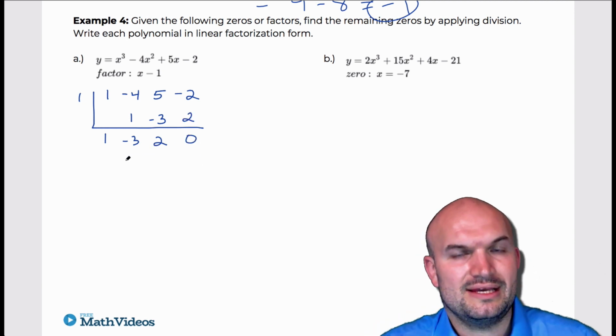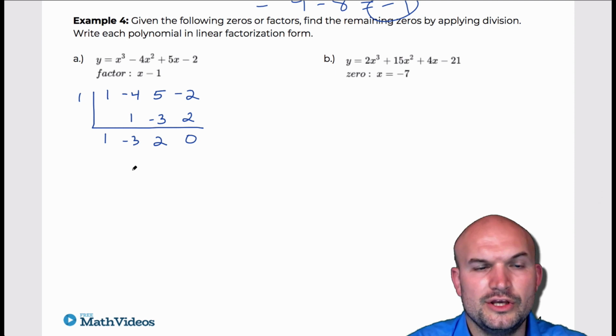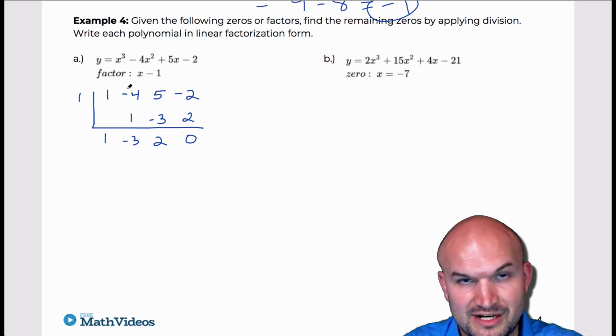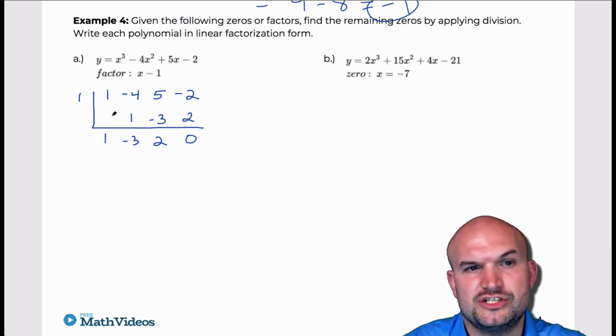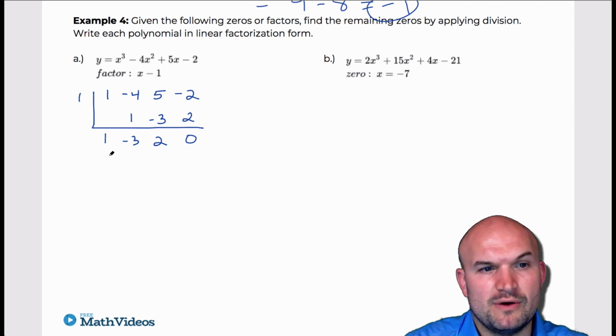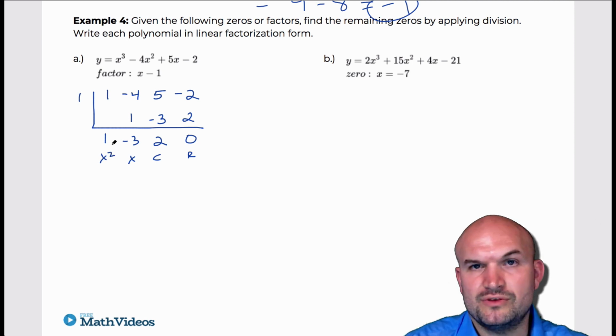And again, the important thing about this is, if you don't get a 0 and it tells you that's a factor, then you did something wrong. So you're going to want to go back and check your answer. So this is my quotient here. You'd have your remainder, constant, linear, quadratic. Now, I'm not going to do this for the rest of them, so I'm just going to do this one more time. So the quotient is x squared minus 3x plus 2.